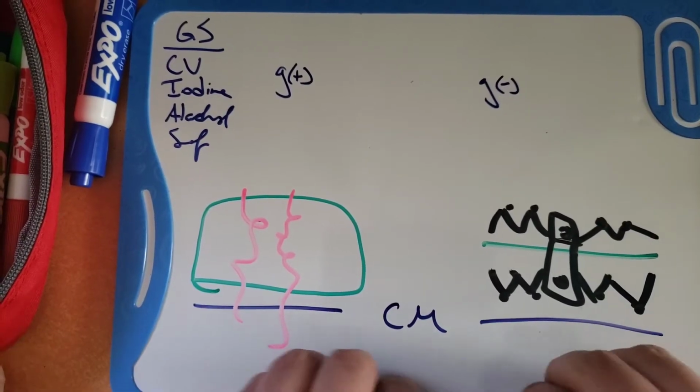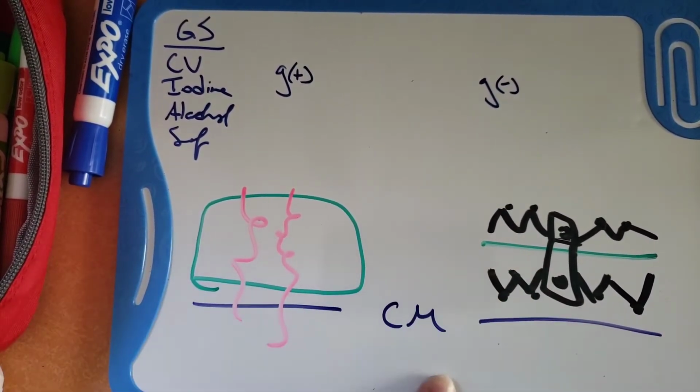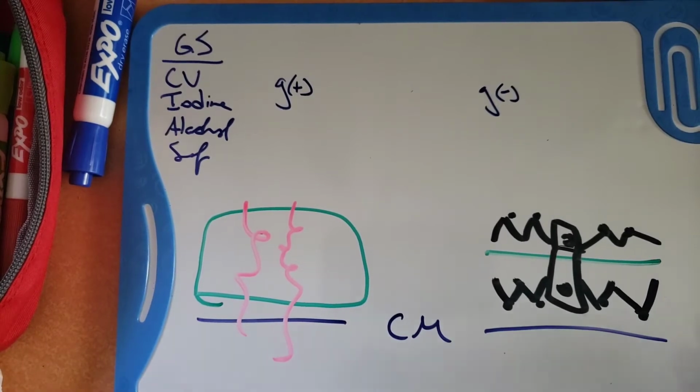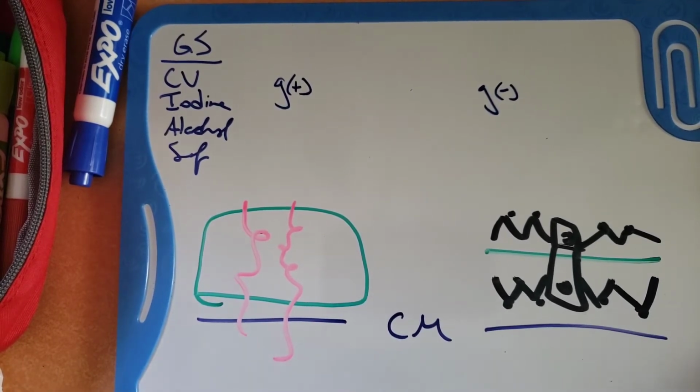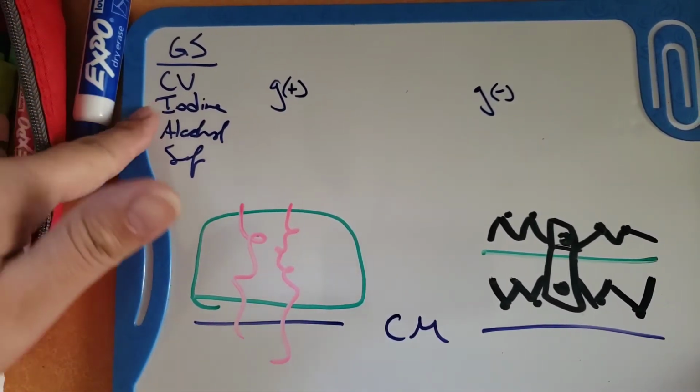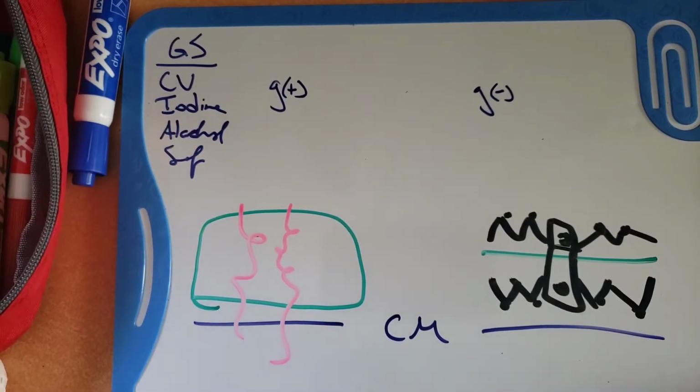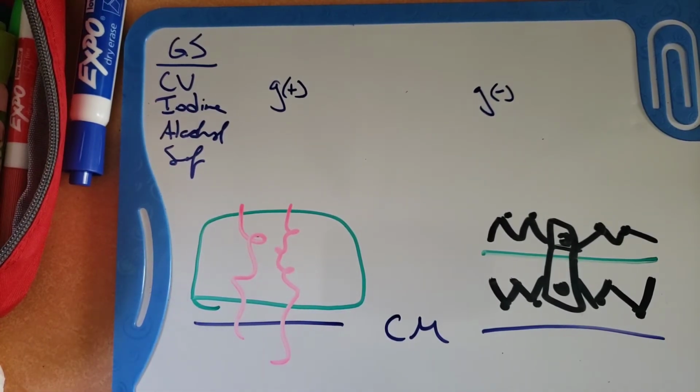So I'm going to be talking about the gram stain. For the gram stain, we have 4 stains. CV stands for crystal violet, iodine, which will act as a mordant that will fix the crystal violet and produces a complex with the crystal violet, alcohol rinse, and safranin.